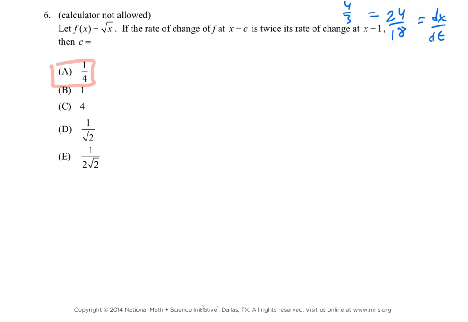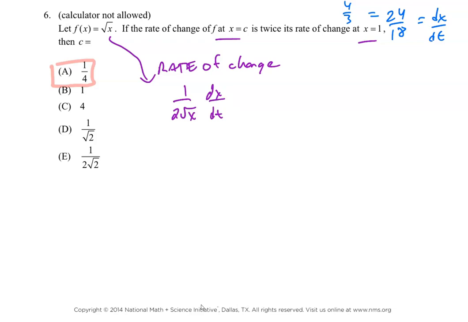If the rate of change of square root of x at x equals c is double the rate of change at 1, what is c? Okay, first of all, what is the rate of change of square root of x? Rate of change means derivative, right? So it's 1 over 2 square root x, times dx dt. Do you guys get that that's the rate of change? All right, so let's go like this.